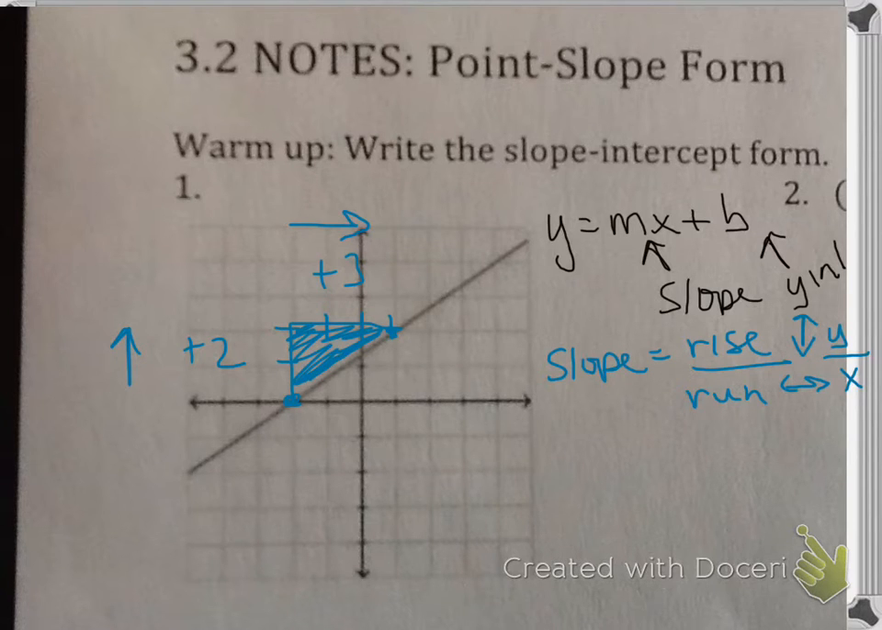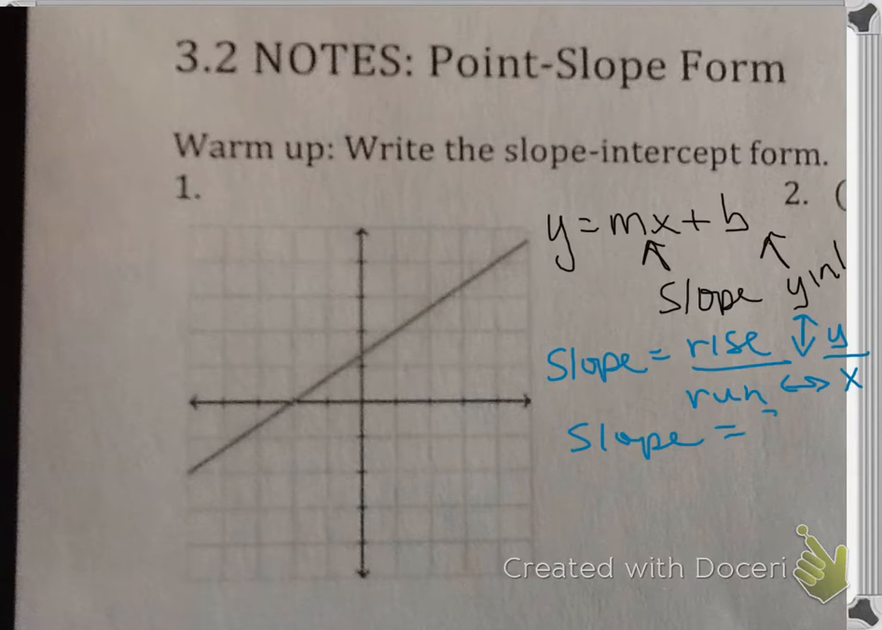Alright, but I went up, which is rise, so that's 2. And I went to the right, which is run, which is 3. They're both positive, so my slope is 2/3. Now the fun part begins. Now what I want to do is find the slope-intercept form. Alright, so we know our slope is 2/3. Now we have to find the y-intercept.